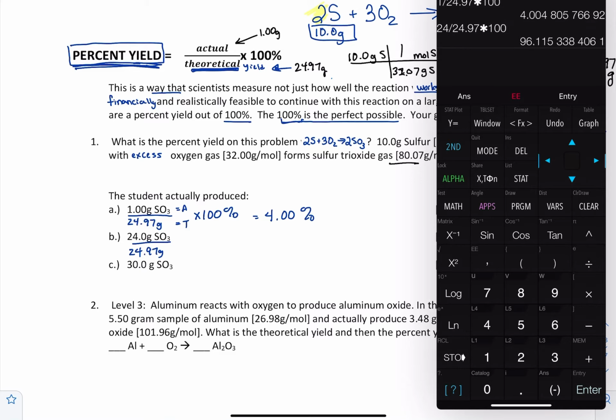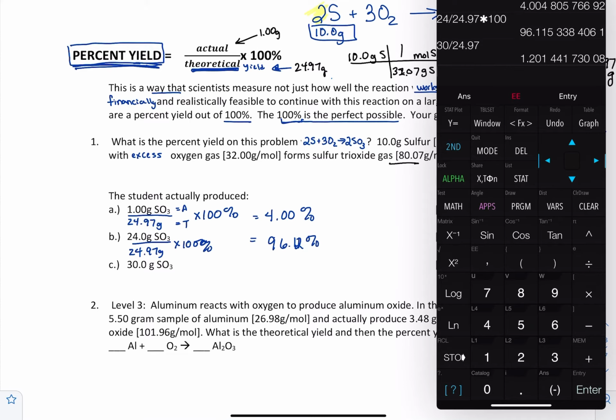That's a really nice yield comparatively. Don't forget the times 100. 96.1112%. And then let's try this one. 30 divided by 24.97 times 100. Don't forget the times 100. If you get a really low number, double check it. So when I do this one, it comes out to be 120.14. This is like saying, I have enough ingredients to bake 2 dozen cookies. So when I got done, I had 10 dozen.